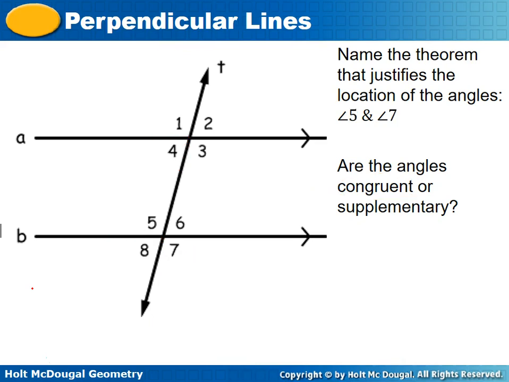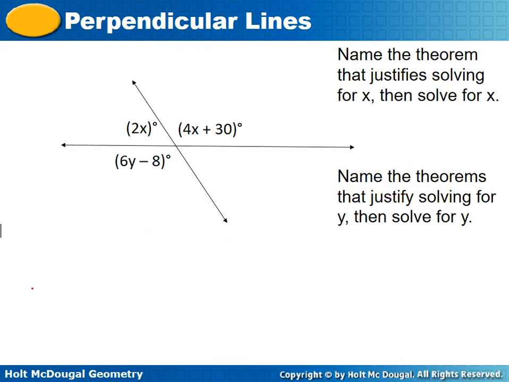5 and 7 are here. And this even looks like what they are. They're vertical angles. And these again are congruent. They're both obtuse angles. This next problem says, name the theorem that justifies solving for x, then solve for x.